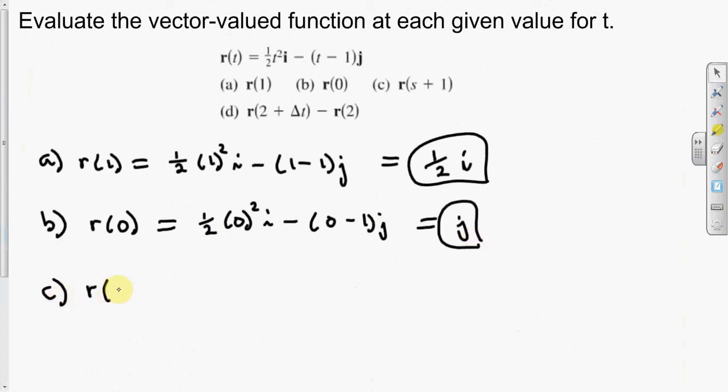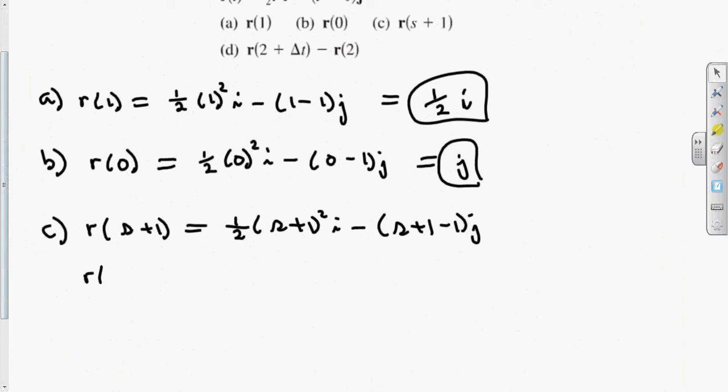Part C, r of s plus 1. So wherever I have t, we're going to write s plus 1. So this is 1/2 parentheses s plus 1 to be squared i minus s plus 1 minus 1 j. So we can clean that up. r of s plus 1 is equal to 1/2 s plus 1 squared times i, and then this is minus s times j.